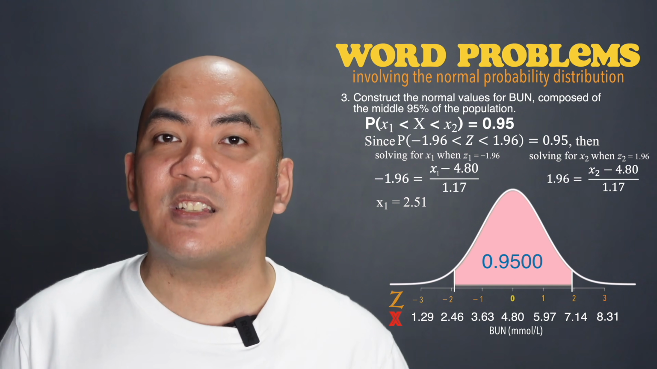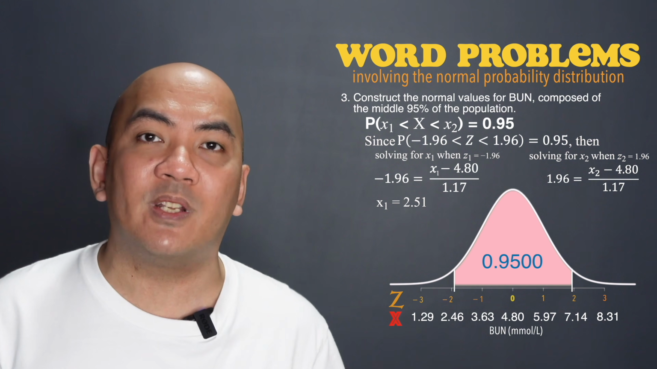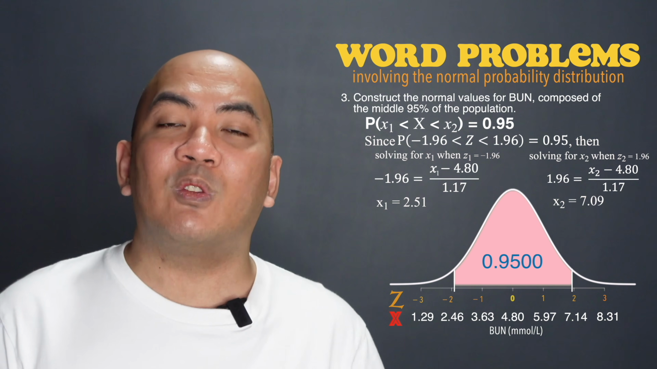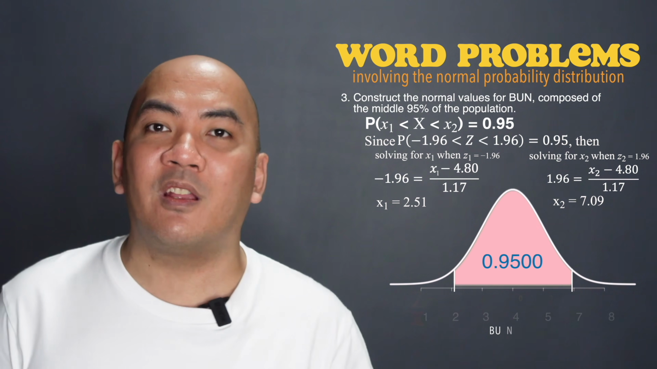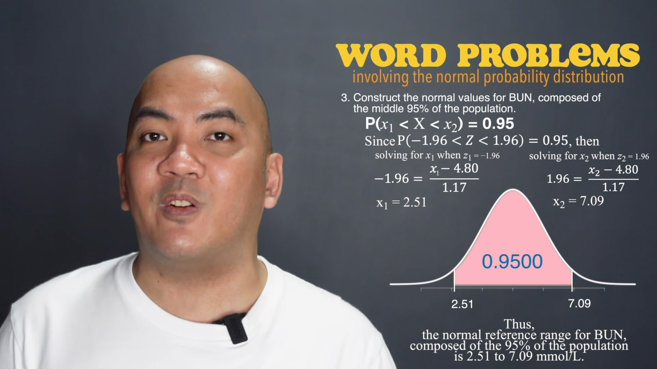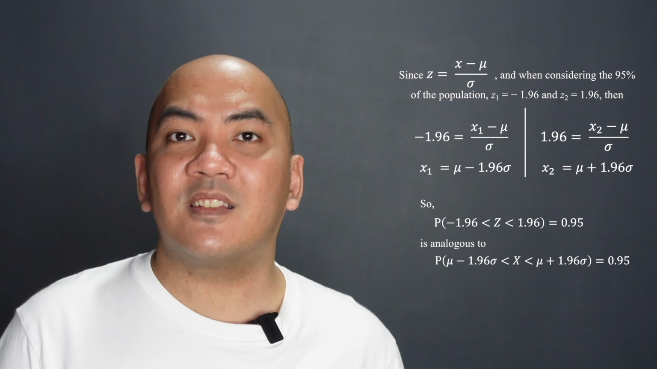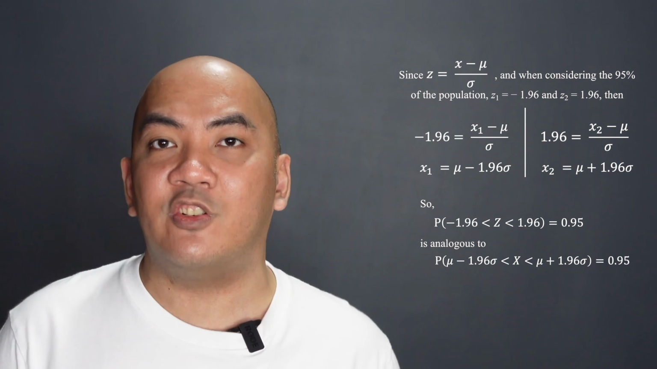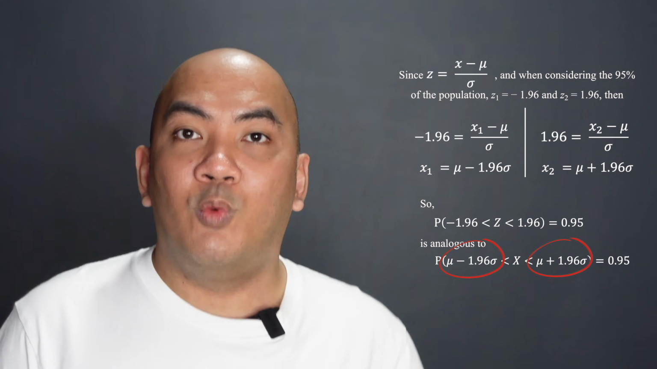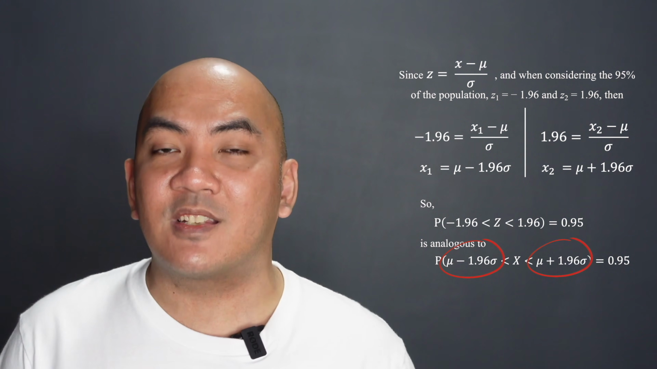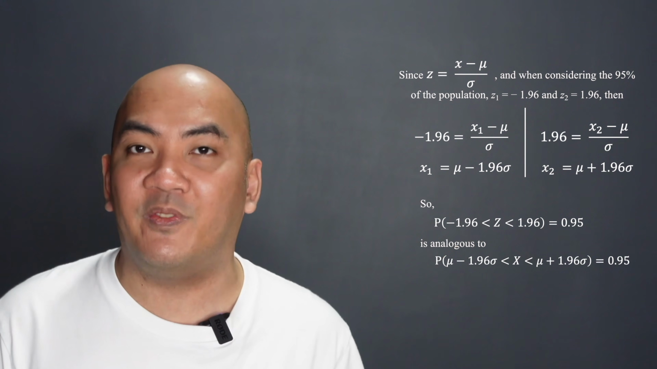Similarly, when z is equal to positive 1.96, with a mean of 4.80 and standard deviation of 1.17 millimoles per liter, we find x as 7.09 millimoles per liter. Thus, we can say that the normal reference range, which is composed of 95% of the population, is 2.51 to 7.09 millimoles per liter. This is the reason why, in constructing the normal reference range, laboratories usually use the mean plus and minus 2 times the standard deviation when they want to claim the 95% interval, just like in the previous example. Note here that they are just using 2 instead of 1.96 for convenience.